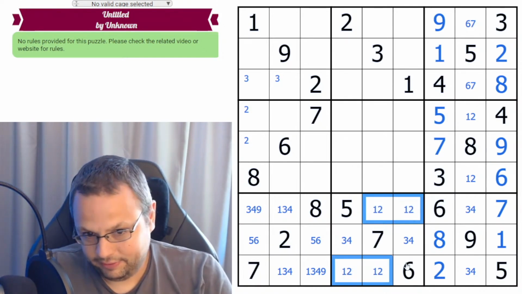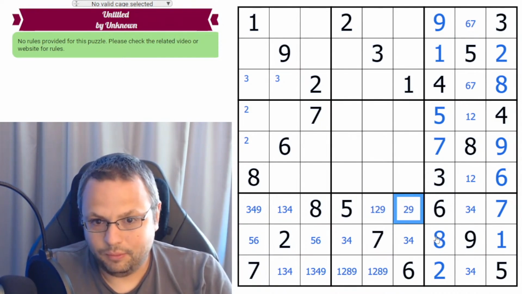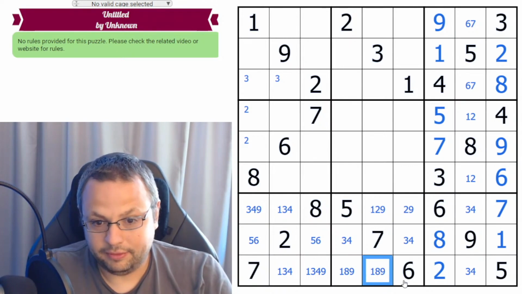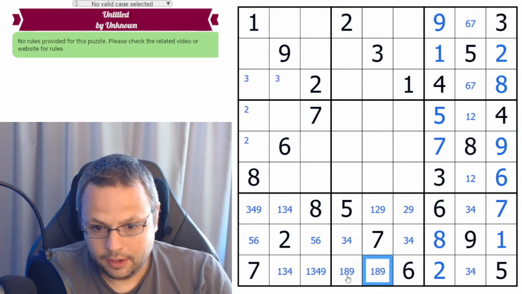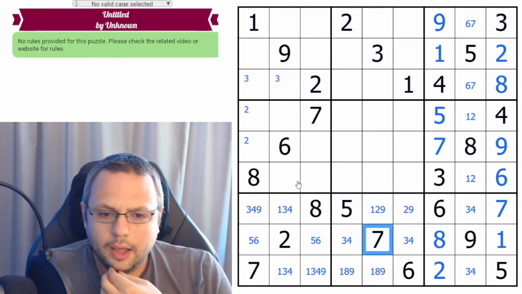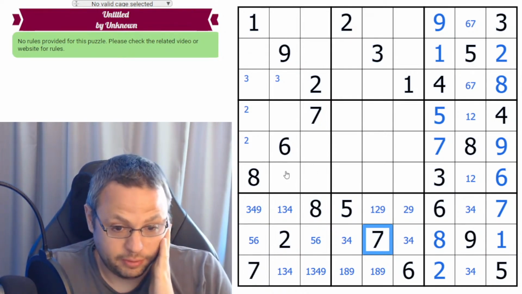No, not 5. 5, 6, and 7 are gone. 8 and 9. These aren't 8. That one's not 1. That one's not 2. Actually, that one's not 2 either. If I look at the row, fascinating. Okay, so we're going to have to chase this around a little bit more.